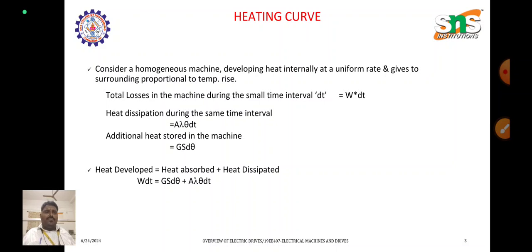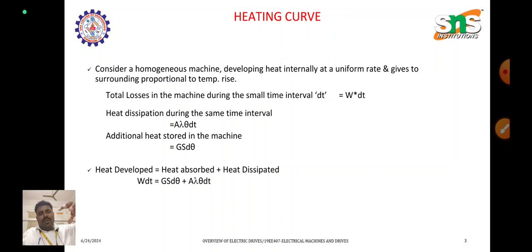Normally, the heat developed by the machine is equal to the heat stored inside the machine. After that, the heat will be dissipated to the surrounding medium. Just imagine a water tank located on the first floor or wherever. Now we switch on the motor and pump the water. The initial tank is empty, so now we are pumping water to the tank.